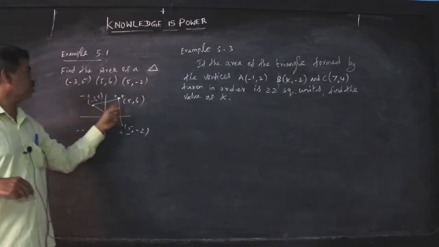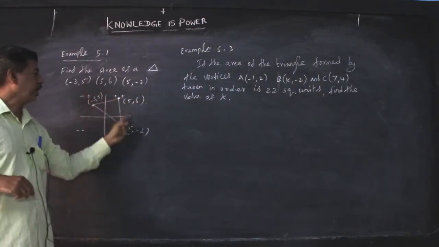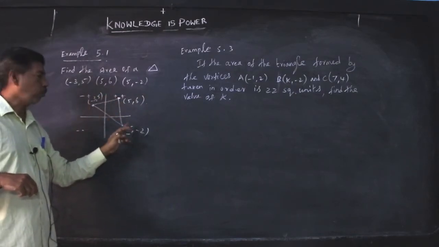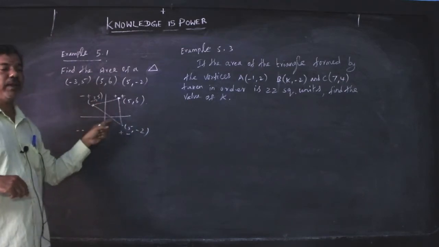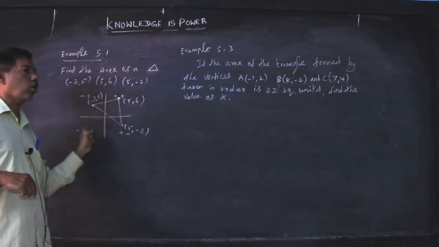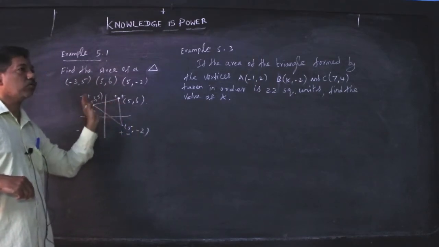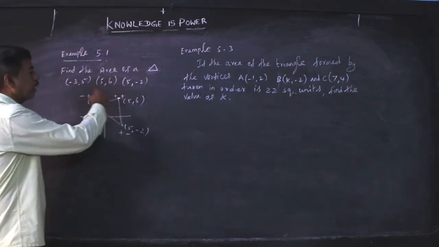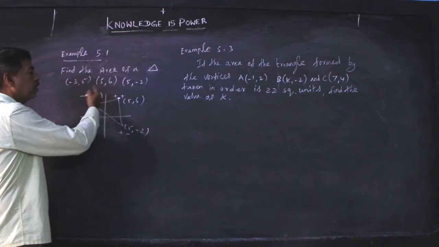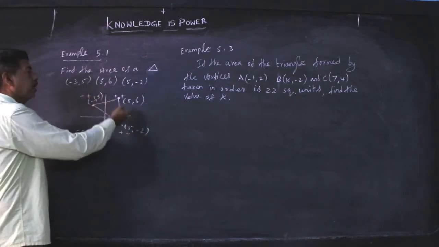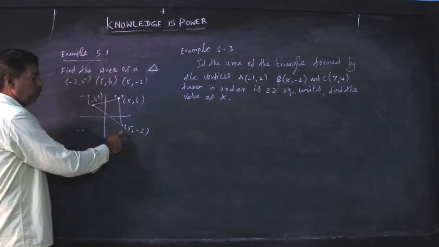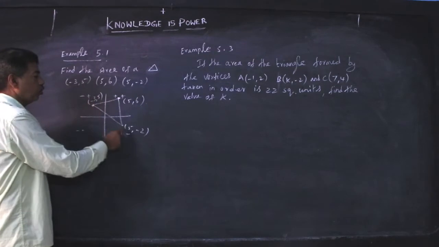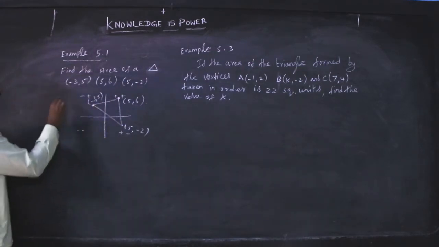Listen, this is one triangle, and whichever direction you take, you have to follow it: 1, 2, 3. In the previous class I told you to take counter clockwise, that is anti clockwise. The clock rotates like this, so you have to take the points anti clockwise. Whichever point you take as first, the next should be taken in that direction.